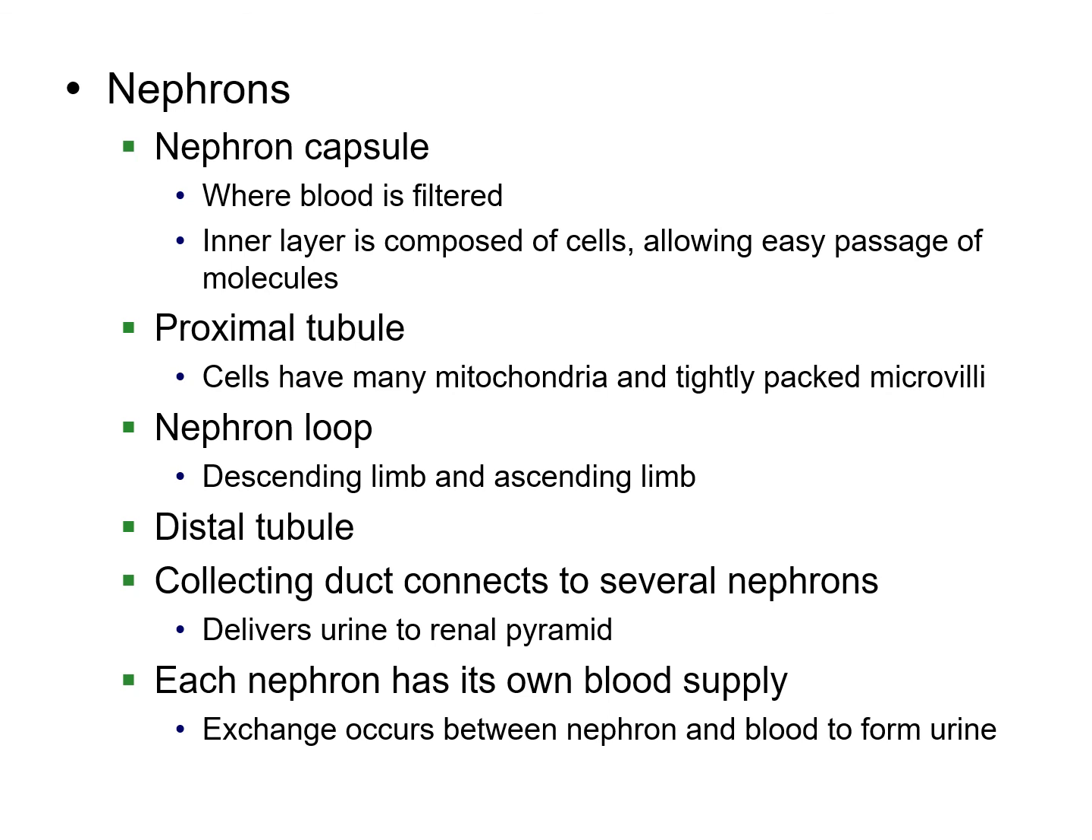That's the big deal. Okay, and then once the nephron has its own blood supply, it's able to do that exchange and form the urine over and over and over again. So again, the big thing to take away here is the nephron does the big job, collects stuff in the renal pyramid, and that's where the urine ends up passing through, eventually through the ureter.